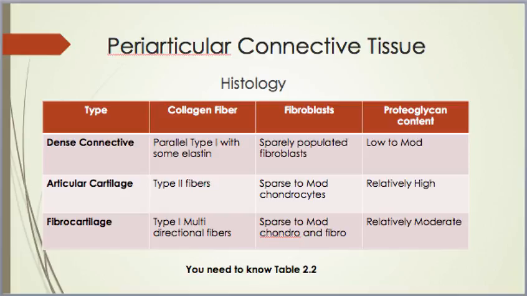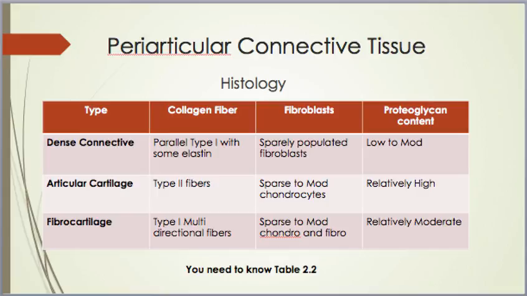Histology. The makeup of the tissue, of course, is going to be different, whether it's dense connective, articular, or fibrocartilage. And in our second column here, we have collagen fiber type. So parallel type 1 fibers make up our dense connective tissue, and that kind of makes sense because the joint capsule, while it should be strong, should also have some stretch to it. So this has some elastin to it, so that with the normal physiologic forces that we experience, there is a little bit of give in the joint.